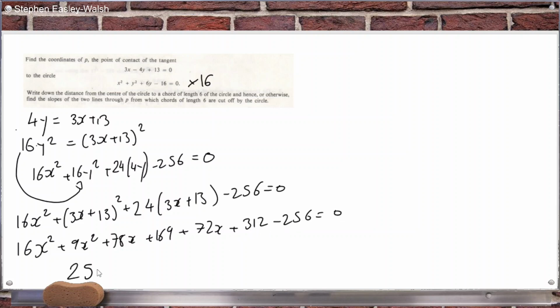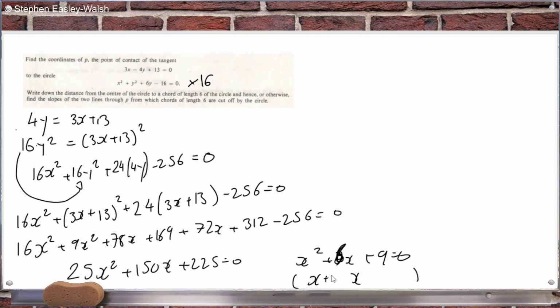So that's 25x squared, and then plus 150x. This is looking good. Oh no, that's 169. Yeah. Plus 225 equals 0. So that becomes x squared plus 7x plus 9, isn't it? Did I do that right? Yeah. Oh, 6x.